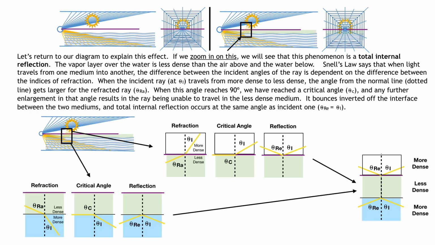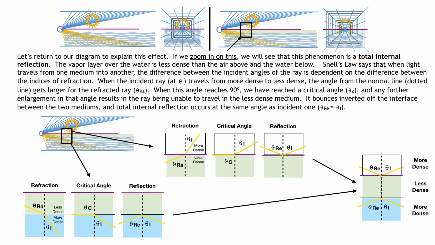So let's talk about that a little bit. So let's return to our diagram to explain things. If we zoom in on this orthographic view, we'll see that this phenomenon is what's called a total internal reflection. So the vapor layer over the water is less dense than the air above and the water below. Essentially, you have a more dense, less dense, and then more dense layer.